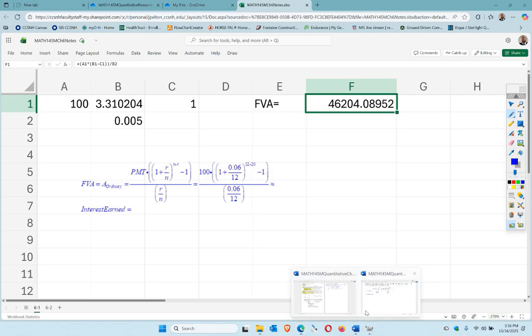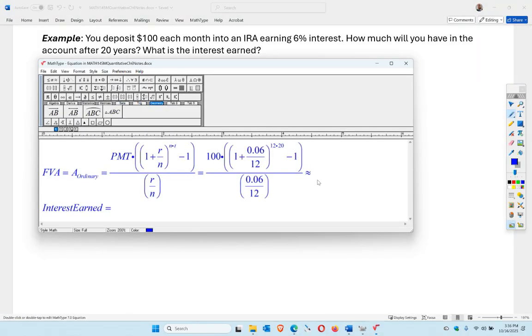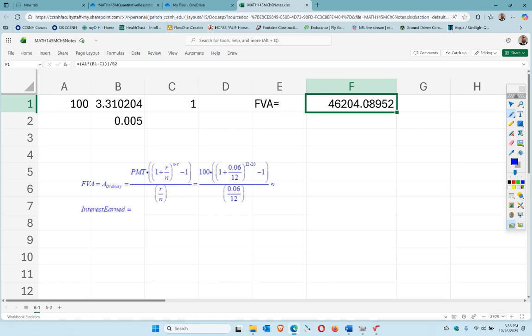So let's go back to our sheet over here. And I'm going to put the dollar amount there we just got, which was $46,204.09, I think. Let's look back to what I had. Yeah, so we have to round up to 9 cents, I guess. Okay, that works. So that's what we get there.